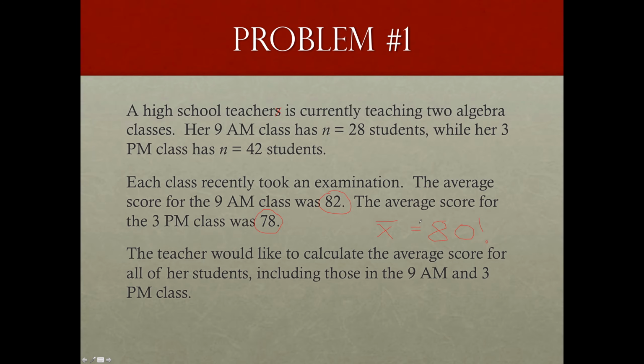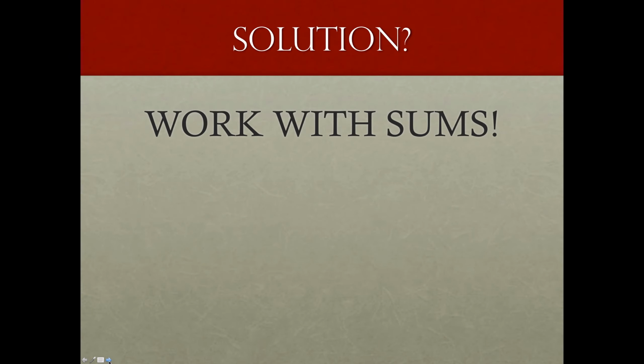Guys, the mean in this problem won't be 80 because we can't take the 78 and the 82 and add them together and divide by 2, because we have more students in the 3 p.m. class than we do the 9 a.m. class. This phenomenon gets into what we call a weighted mean. So you're going to throw out what you think would work, and what's going to be the solution? Well, you're going to let me teach you.